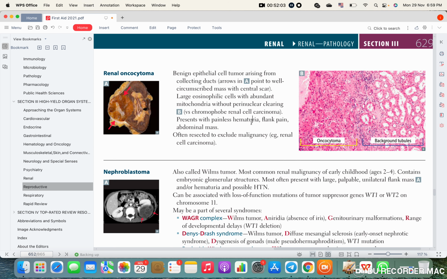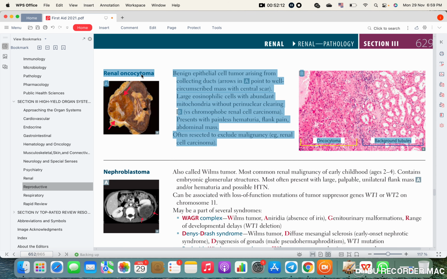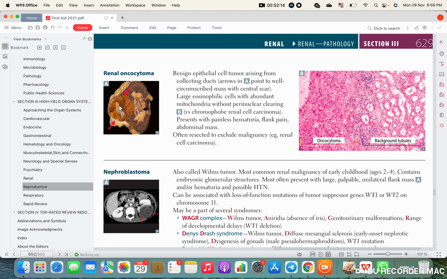Also, they will have an abdominal mass, which is the cancer basically, and it's often resected to exclude malignancy, which is renal cell carcinoma. So yeah, Harry Potter, this renal oncocytoma is not an actual malignant cancer, but you will remove it just in case it develops into renal cell carcinoma.